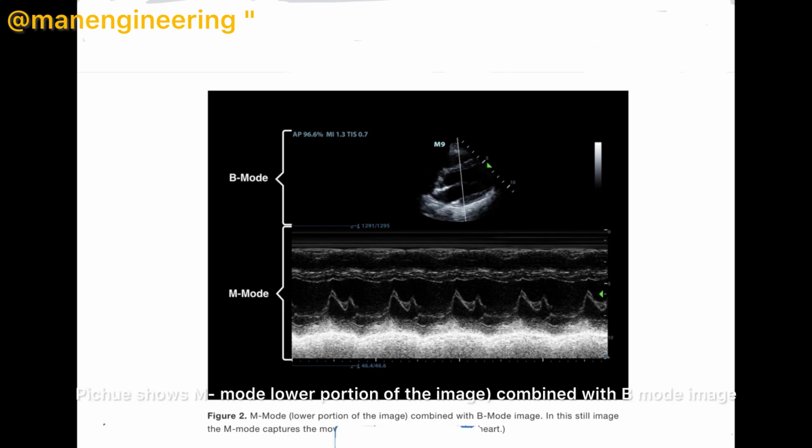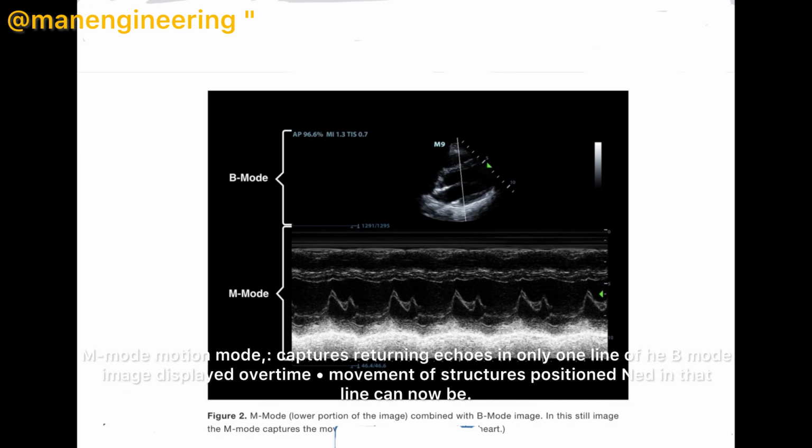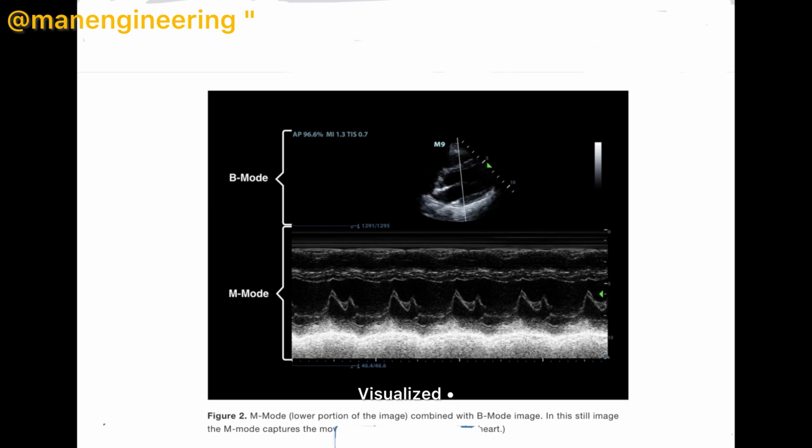Picture shows M-mode in the lower portion of the image combined with a B-mode image. M-mode, motion mode, captures returning echoes in only one line of the B-mode image displayed over time. Movement of structures positioned in that line can now be visualized.